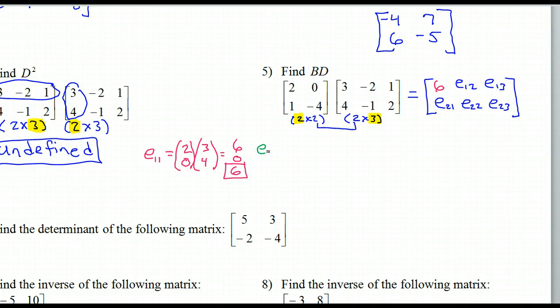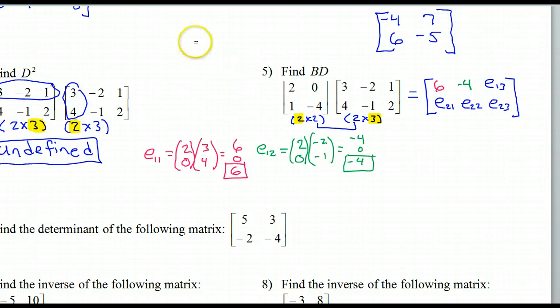Okay, so let's do element 1, 2. That's row 1, column 2. Row 1 is 2, 0. Now column 2 is negative 2, negative 1. If I multiply these together, I'm getting negative 4 and 0, which makes negative 4. Okay, so that's the next one. All right, so this will be negative 4. Let's move on to the next one.